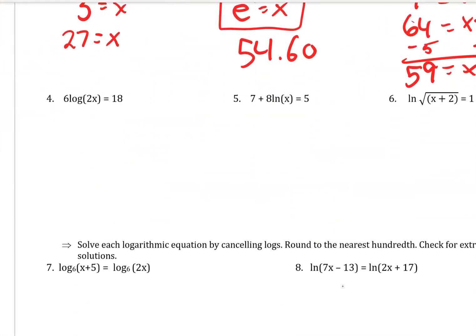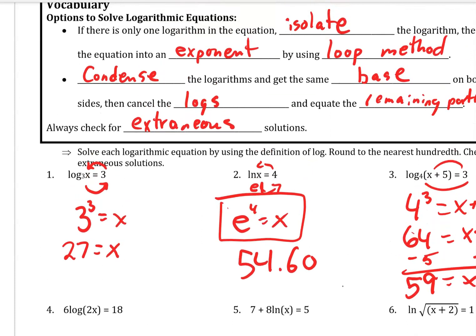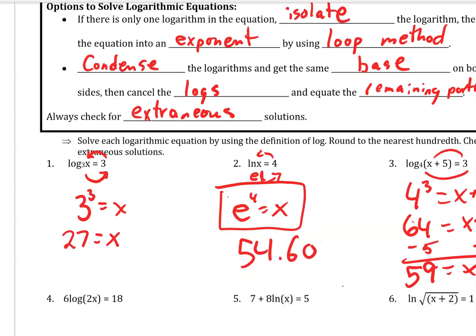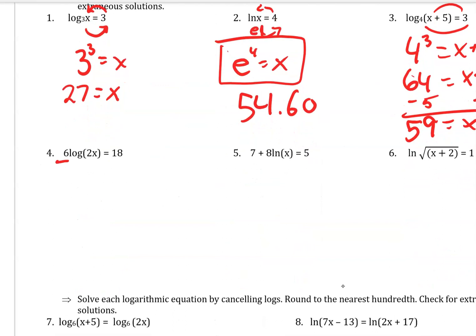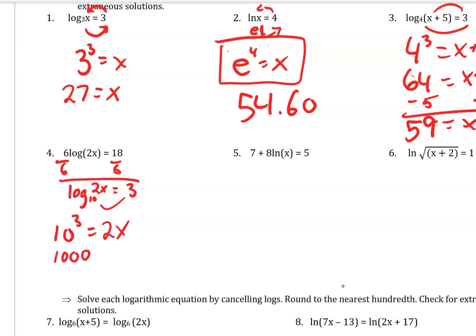6 log 2x equals 18. So this is the first one where we actually have to isolate the logarithm. So let's do that first. We'll divide both sides by 6. So log, which by the way is base 10, of 2x equals 3. So we'll take our base, 10 to the third power equals 2x. 10 to the third power is 10 times 10 is 100, times 10 again is 1,000. So we'll divide both sides by 2, and x equals 500.